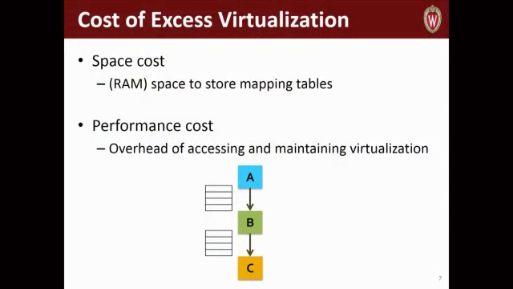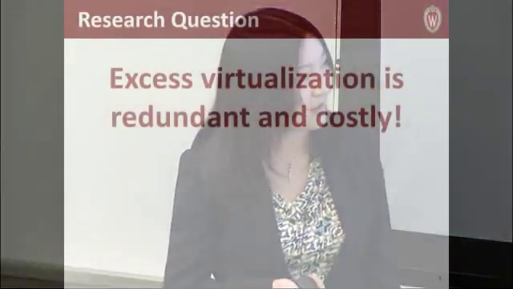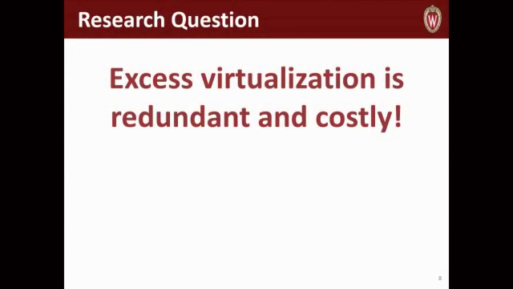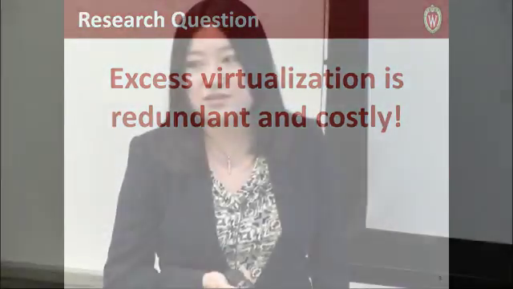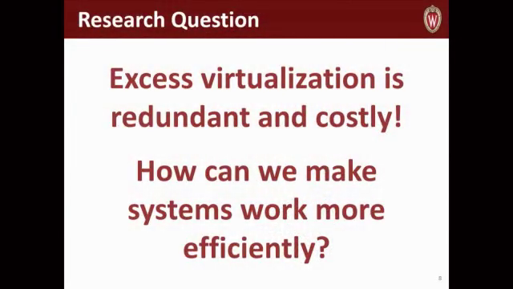And first, we need a mapping table at each virtualization layer. And these are usually stored in main memory or the more costly device memory. And also, there's a performance cost to access and maintain the mapping tables. So we can see that excess virtualization is redundant and costs both memory and performance. And my question is, is there any way we can make systems work together so that we can more compactly represent the redundant information?